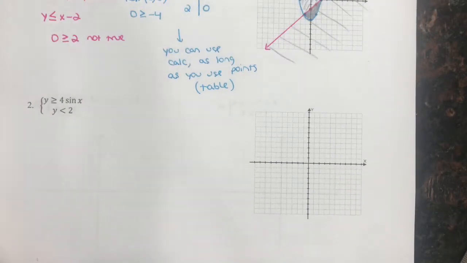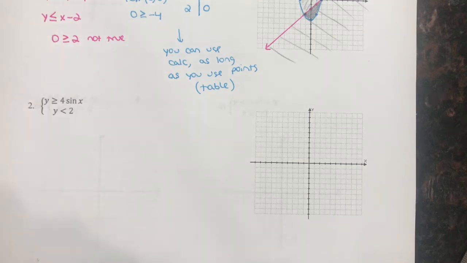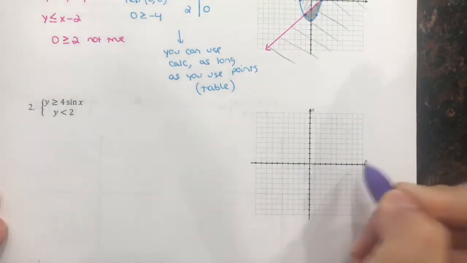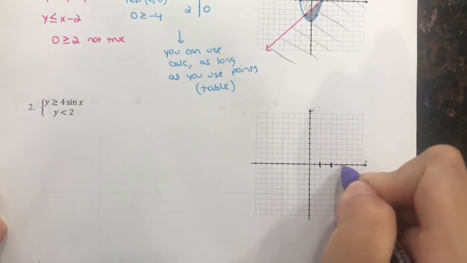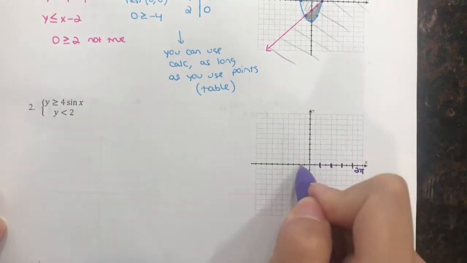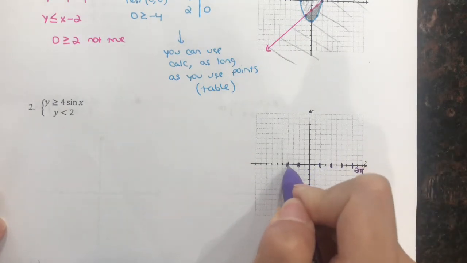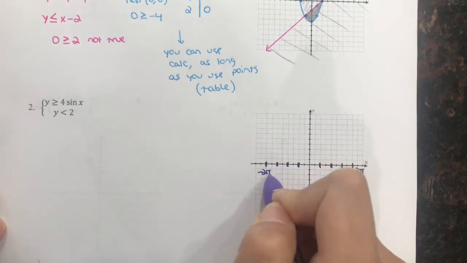Now our last problem here, same idea. We've got a trig function now. So I've got 4 sine of x. Now just for our purposes, let's do this. I'm going to mark the x-axis going up to 2 pi. So we want 4 tick marks. I'm going to call that 2 pi. And we'll do the same thing going to the left. 4 tick marks, negative 2 pi.